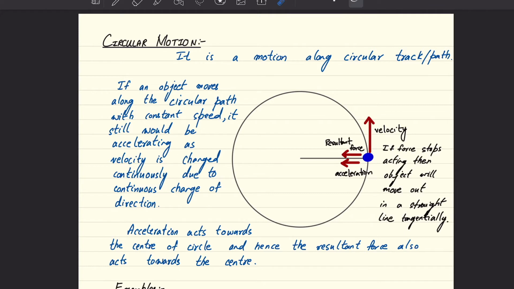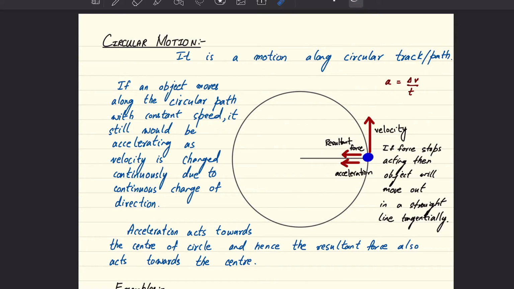In this particular video, we will be talking about circular motion. To be able to understand circular motion, it is very important to understand the concept of acceleration. Now, we define acceleration as change in velocity upon time. So for a body to be accelerating, the velocity must be changing.